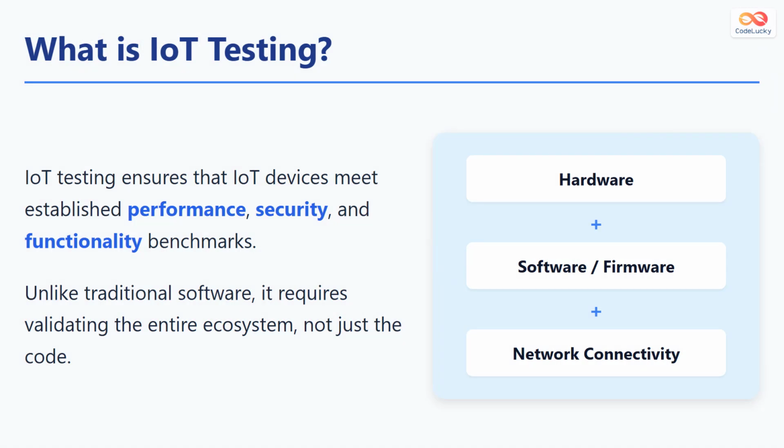So, what exactly is IoT testing? It is the process of verifying that your IoT devices perform as expected. Unlike standard software, this involves checking three distinct layers: the physical hardware, the software or firmware running on it, and the network connectivity that ties it all together.